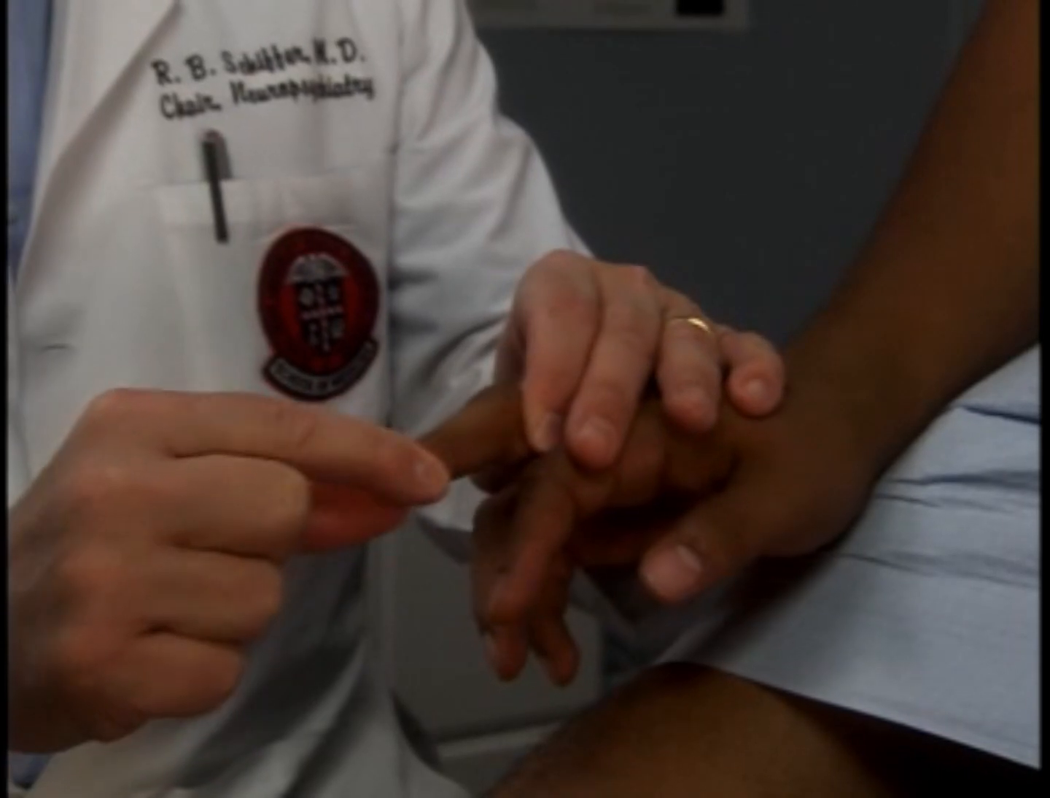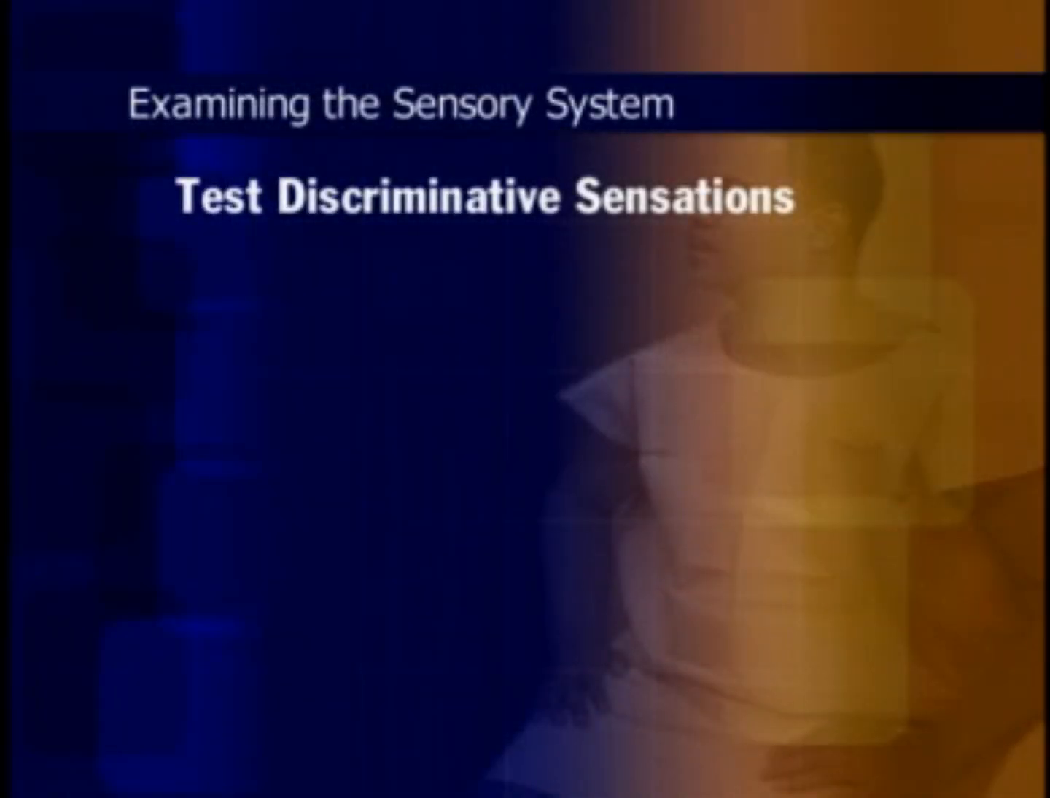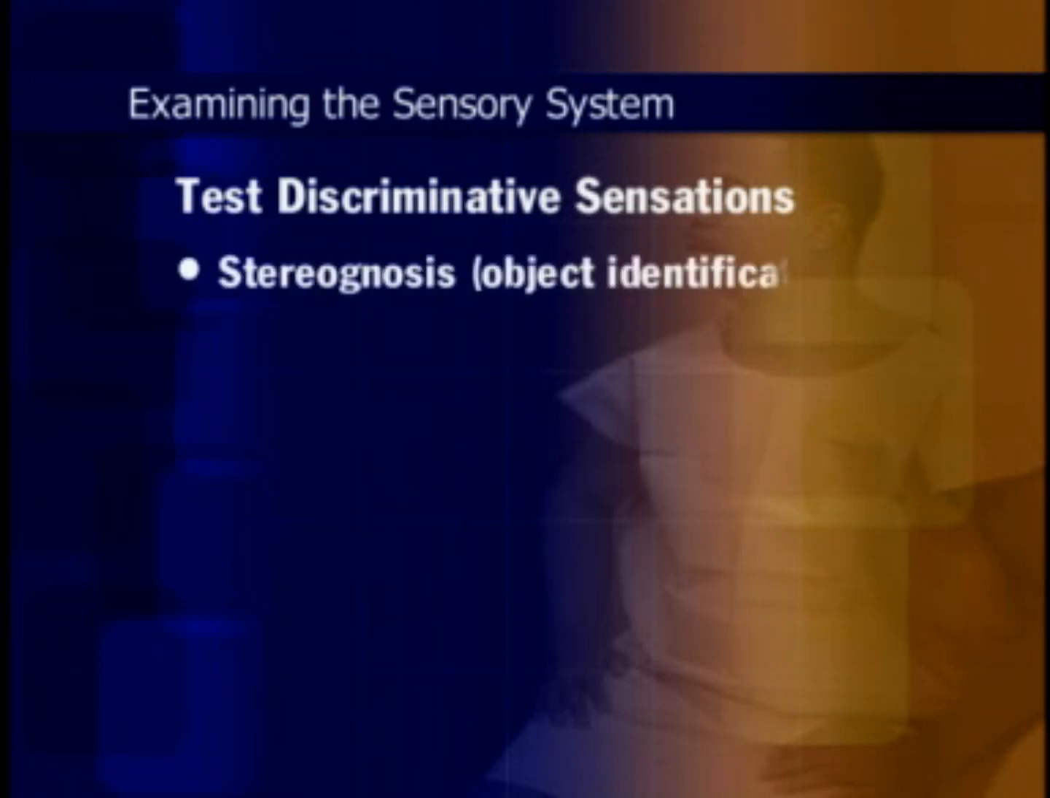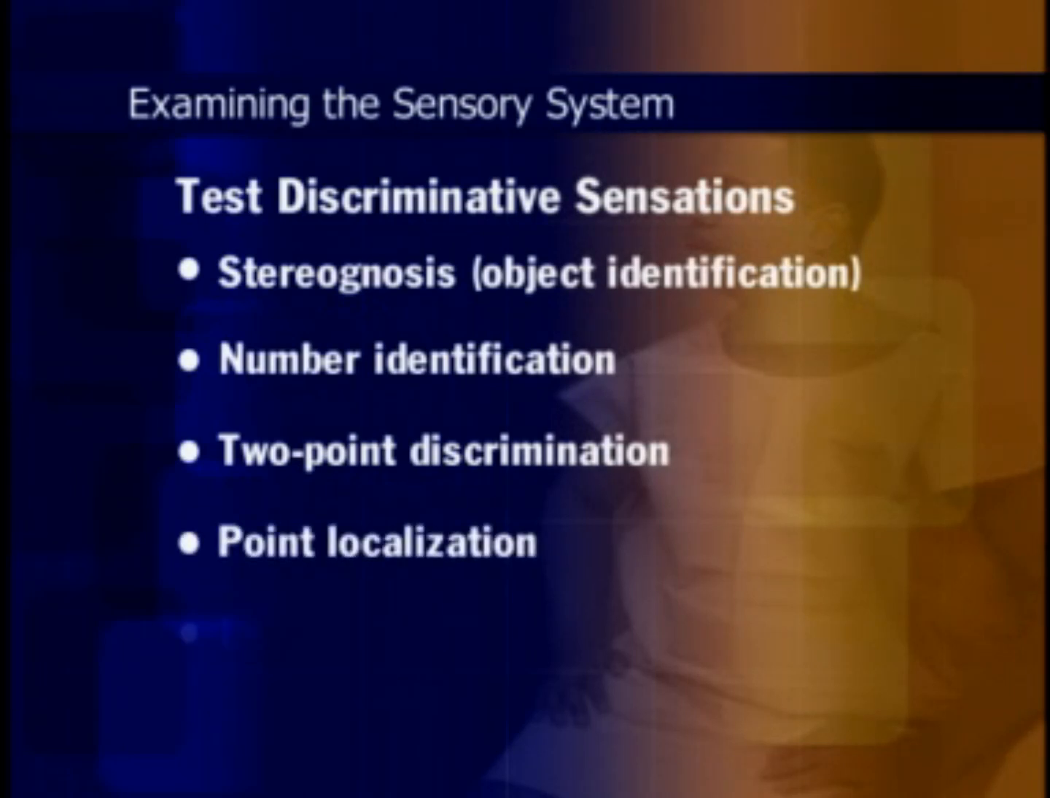Left. Right. Finally, test discriminative sensations by assessing stereognosis or object identification, which is the primary test. If necessary, also test number identification, 2-point discrimination, point localization, and extinction. You will perform each of these tests with the patient's eyes closed. Keep your eyes closed. Now hold out your right hand.